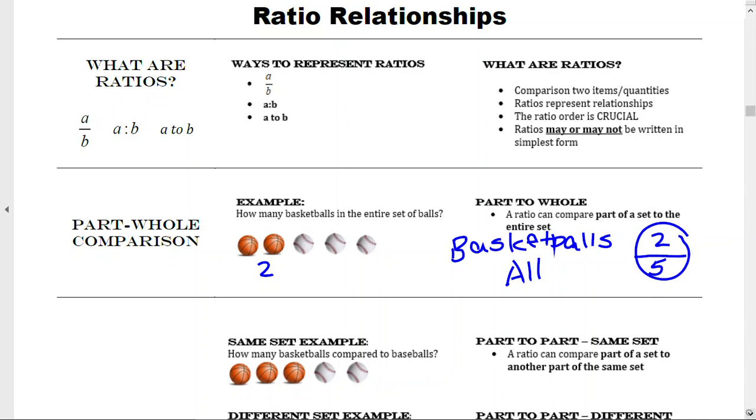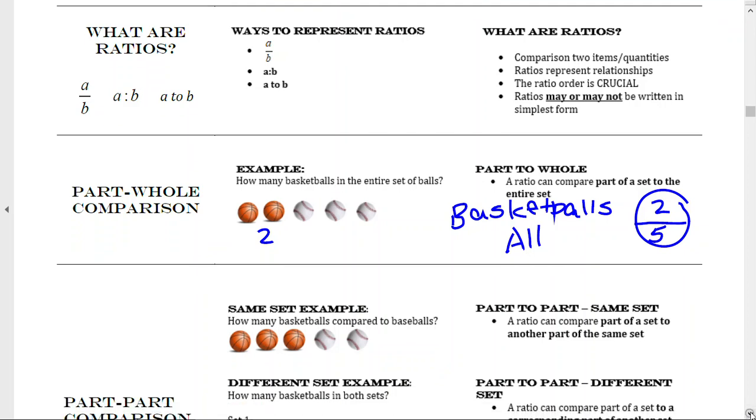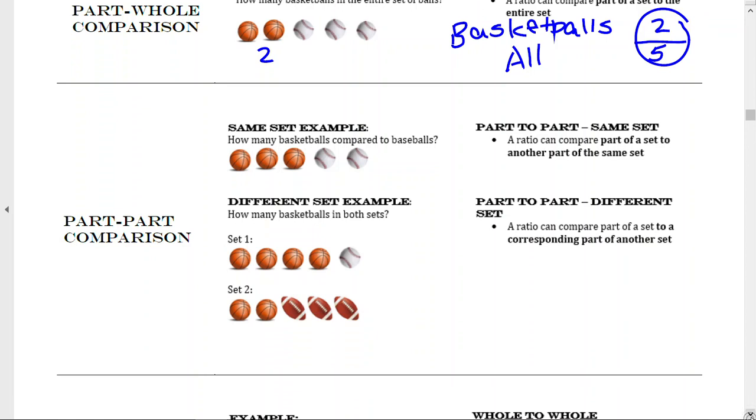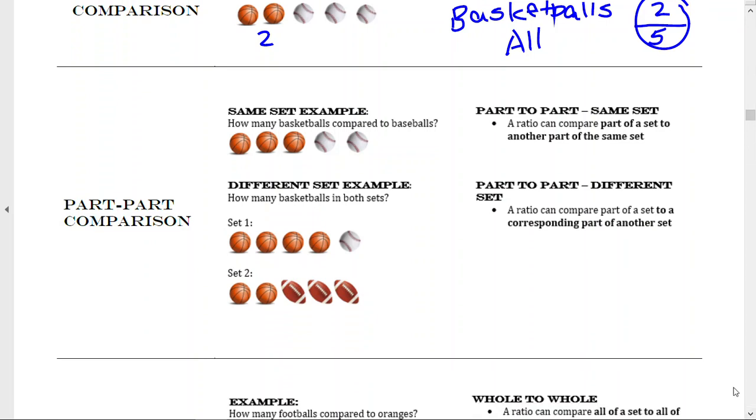If we continue with that, so this is a part-to-part comparison in the next one we're going to talk about. So we have part-to-part same set and part-to-part different set. If we do part-to-part same set, it says how many basketballs are compared to baseballs. So because they're in the same group, we're comparing basketballs to baseballs. There are 3 basketballs to 2 baseballs. This is same set because they're in the same group. So if you need to, you can write this is the same group.